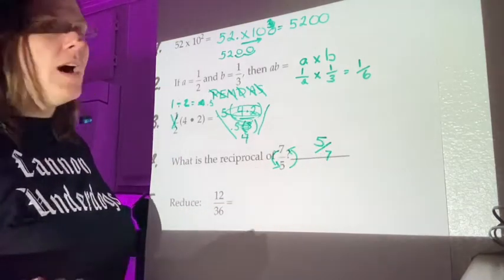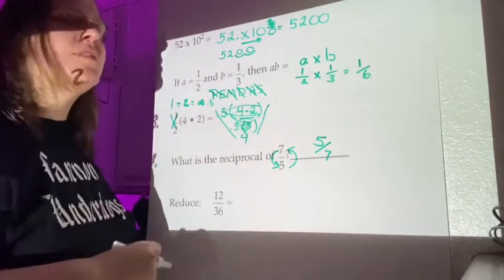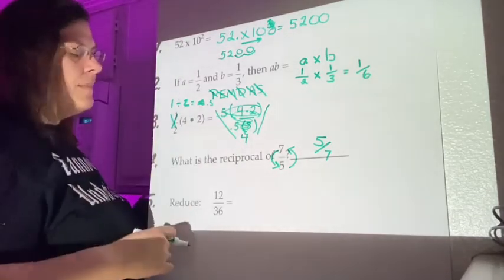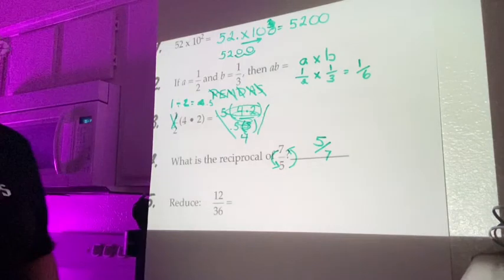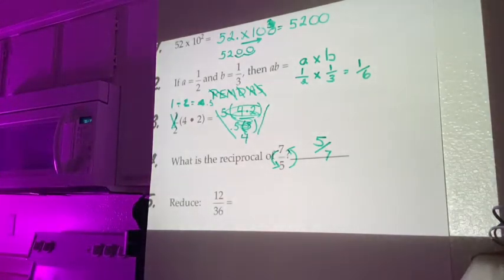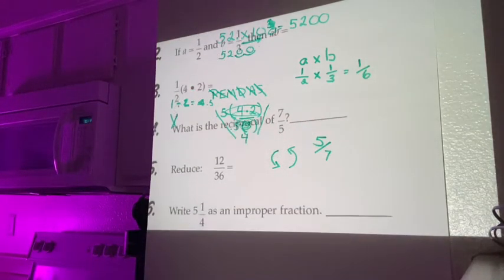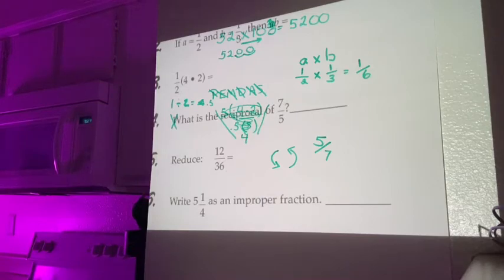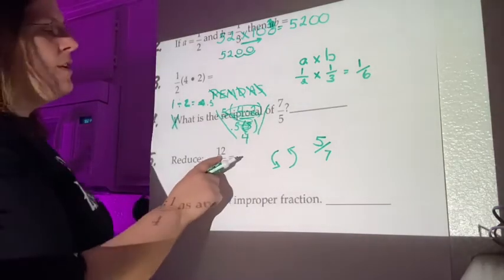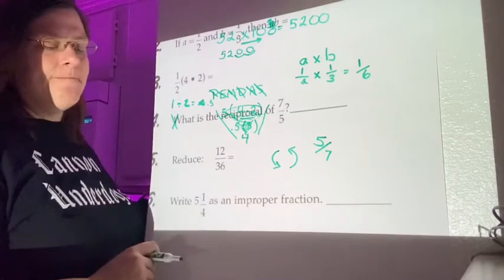Simple. That was super, super, super simple. So we're good there. Excellent. Going down to number 5. I want to push this up a little bit so that I can save some paper, because I have room. Okay, so we're reducing 12 over 36.